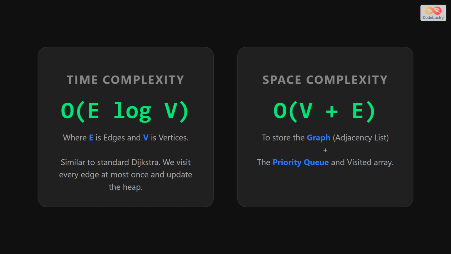The efficiency of this approach is excellent. The time complexity is big O of E log V, where E is the number of edges and V is the number of vertices. This is because we process each edge once, and the heap operations take logarithmic time. The space complexity is linear relative to the size of the graph.